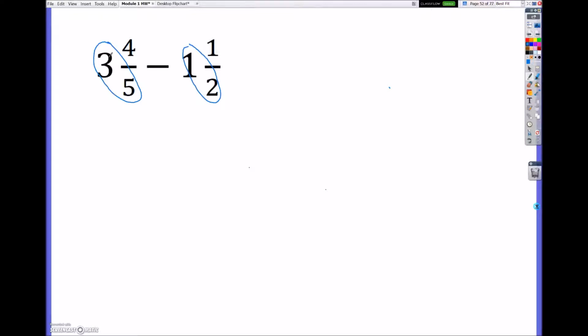So first off, you do the whole number times the denominator, which is 15, and you're going to add that to the numerator. So that's going to be 19 over 5. Minus 1 times 2 is 2, so that's going to be 3 over 2.